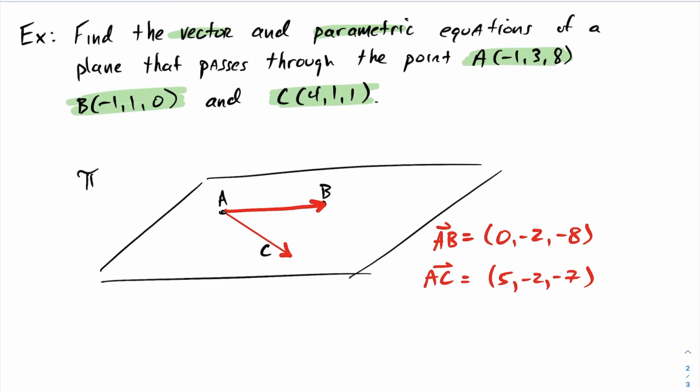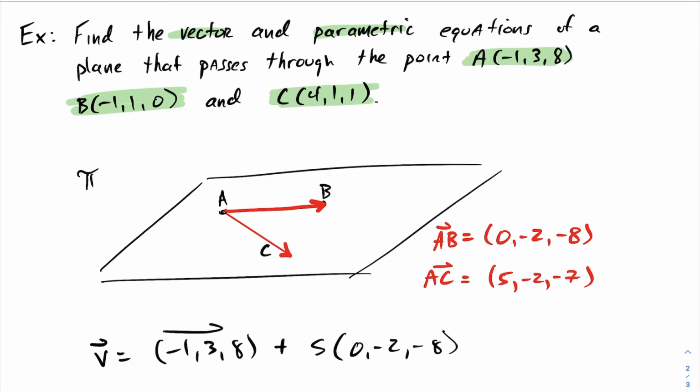So let's create our vector equation of our plane. The vector equation will be V equals our point. And again, in this case I've chosen point A, so it'll be -1, 3, and 8, plus any scalar multiple of our first direction vector, 0, -2, -8, plus any scalar multiple of our second direction vector, 5, -2, and -7. So therefore, one representation of the plane will be the vector -1, 3, 8, plus S times 0, -2, -8, plus T times 5, -2, -7.